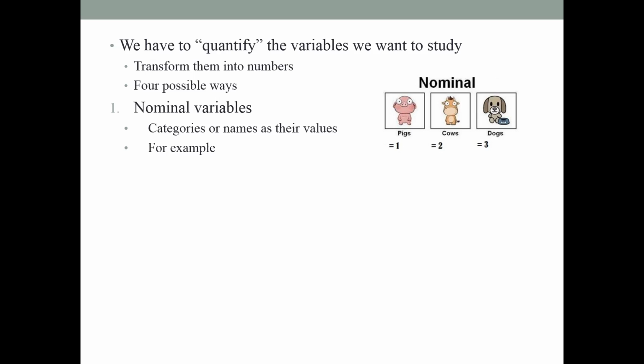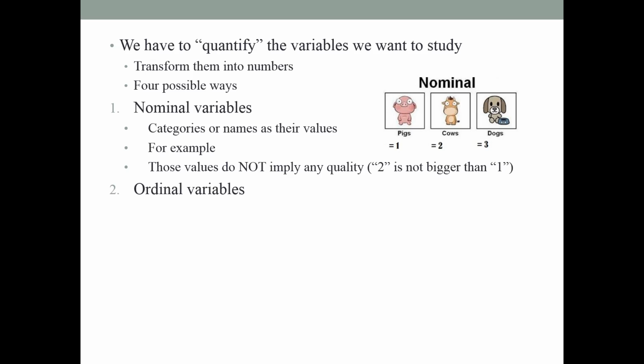So for example, say we do some research on 3 animals. We give pigs as number 1, cows as number 2, and dogs as number 3. Now, 1 is not bigger than 2, and 2 is not bigger than 3. There's no real value. It's just category. Those values do not imply any quality.